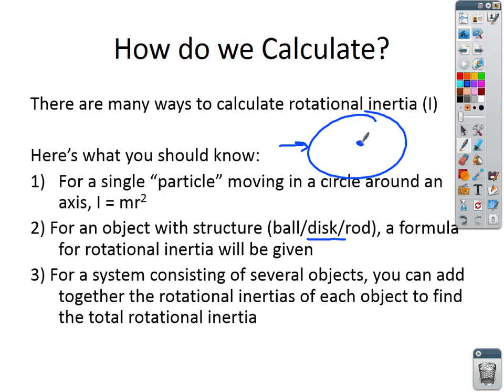But then you might have people on it. You have different people on it. Each person will have a rotational inertia. So we have a rotational inertia for the whole disk, and then we have the rotational inertia of the individual people.